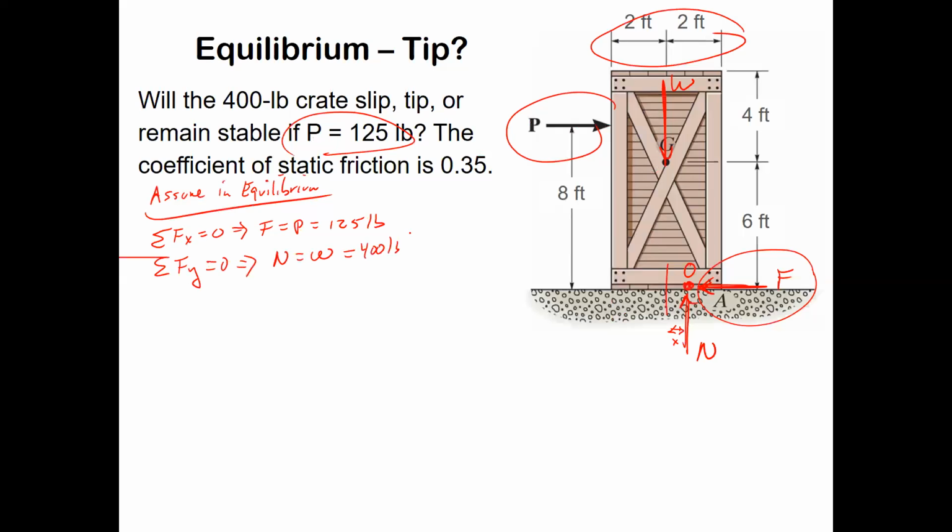Okay, so everything good? Question is, we found F, we found N. What's our check? Is F less than or equal to mu S times N? Is 125 less than or equal to 0.35 times 400?